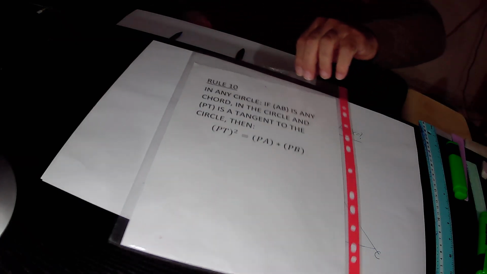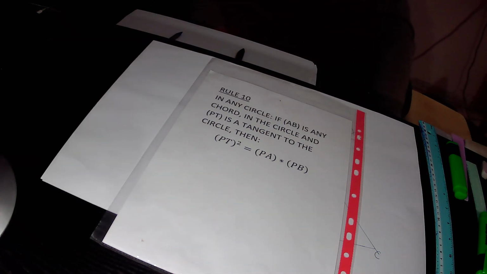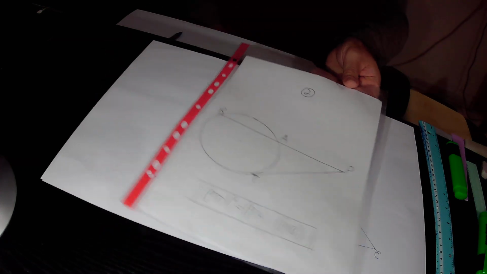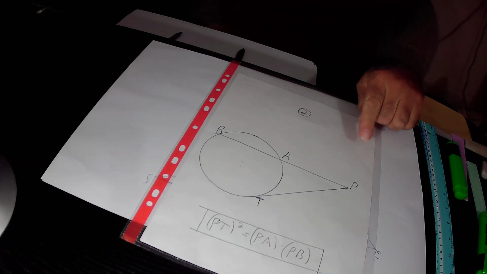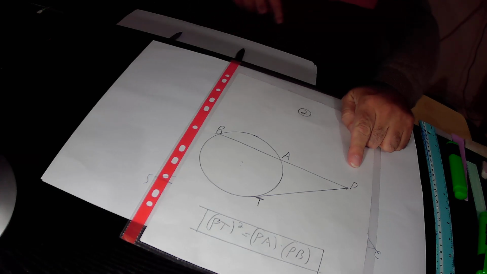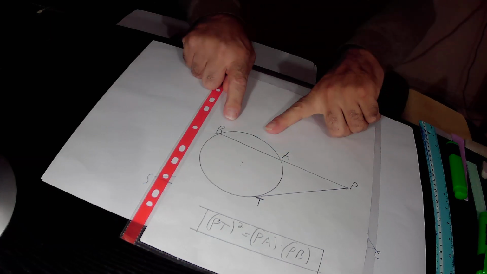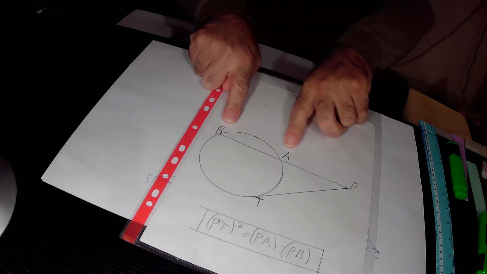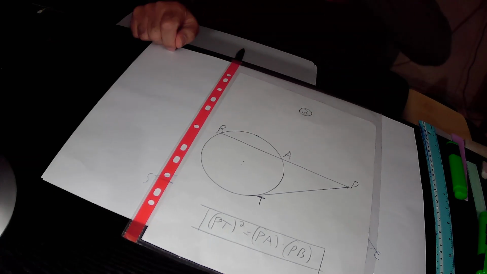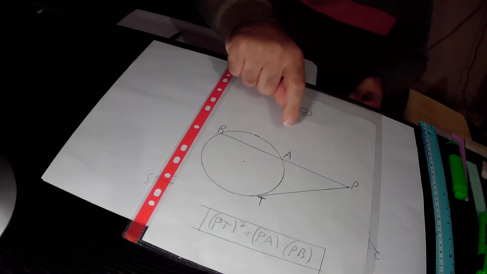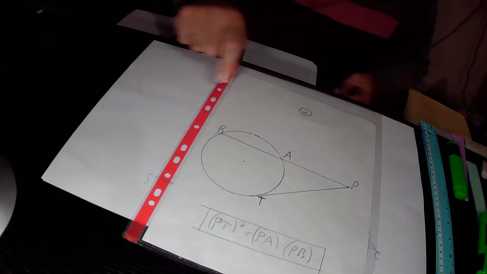Rule 10 is true in any circle. In any circle, if AB is any chord in the circle, and PT is a tangent to the circle, then the following equation is true: PT square equals PA times PB. In the drawing we have a circle, and this is the common point P. From this common point P we have tangent PT, that is tangent to the circle at point T. We also have this chord BA, the extended chord BA touches point P. So the following equation is true: PT square equals PA times PB.